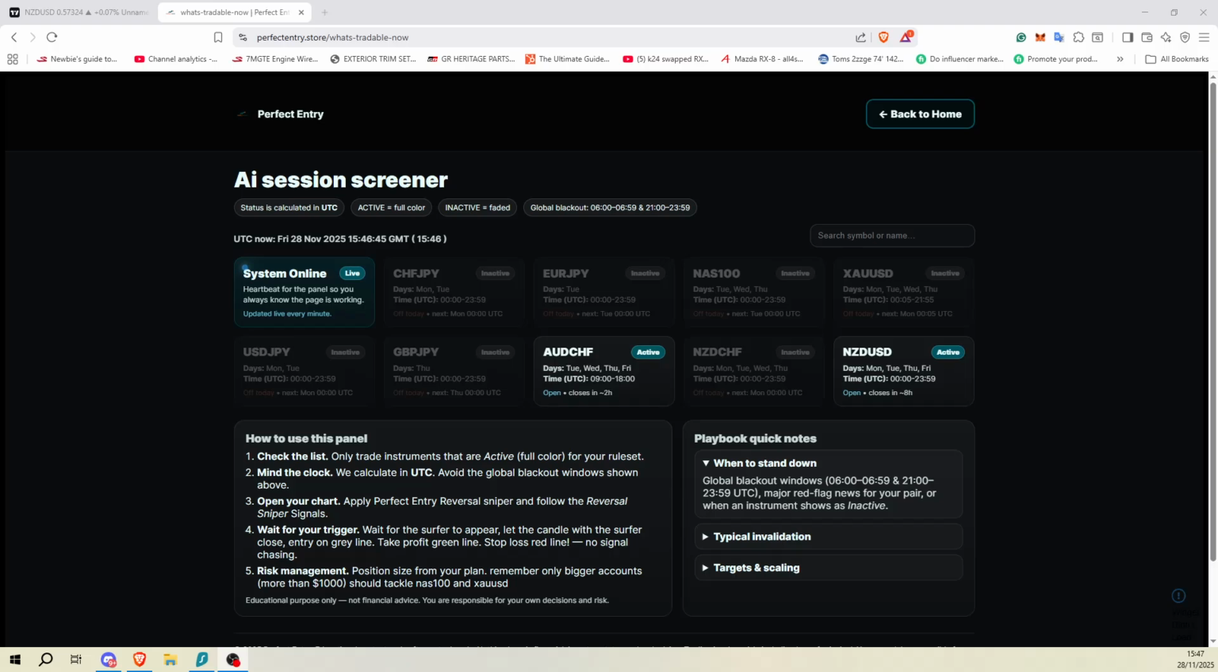So you want the quick hack to trading efficiently and quickly? Well, here it is. This is Perfect Entry's AI session screener. It's the fastest way that you can get through to knowing what to trade and when to trade it with Perfect Entry Reversal Sniper. It takes all the guesswork out for you and tells you exactly what you should be trading.